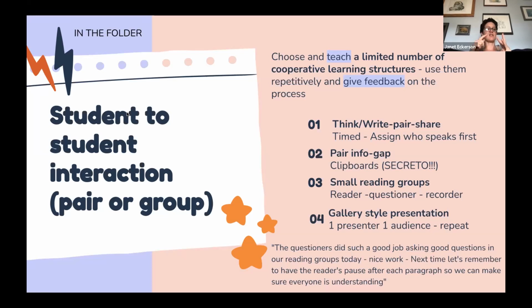With readings, like to have somebody who reads out loud, somebody who asks questions to the group about understanding after every paragraph, somebody who writes down the group's answers or reflections, that kind of thing. But teaching students about the roles and having students have opportunities to play the different roles at different moments, and giving feedback around how well the roles were played, like saying, oh, questioners, I heard you do such a good job asking questions in our reading groups today.